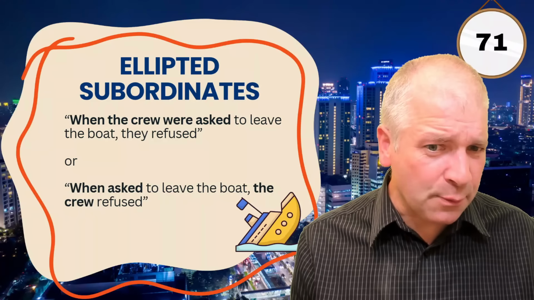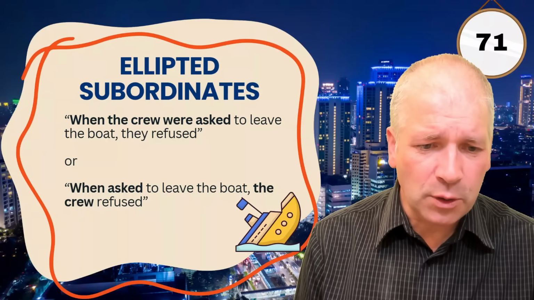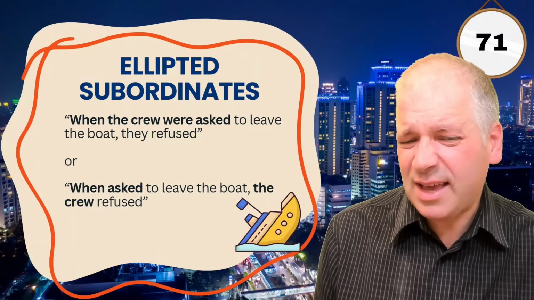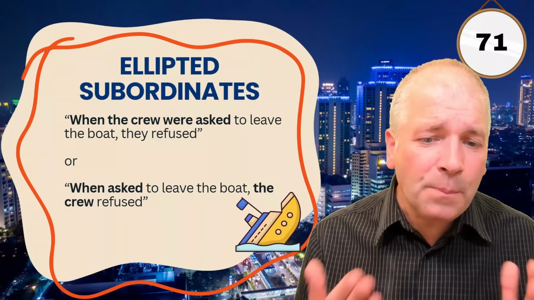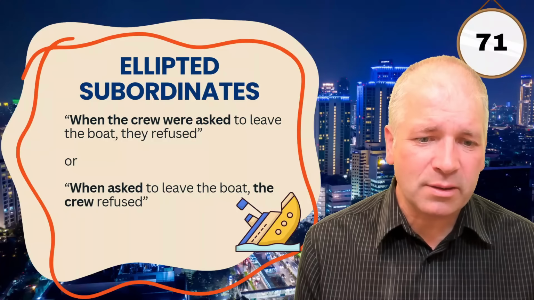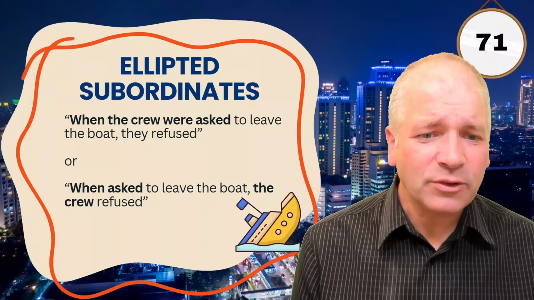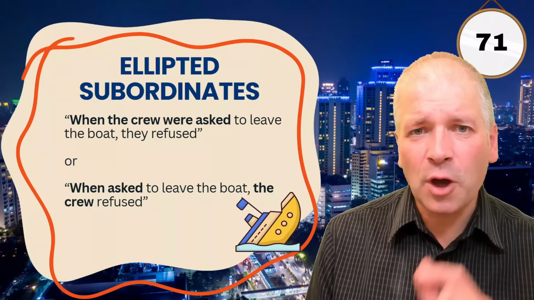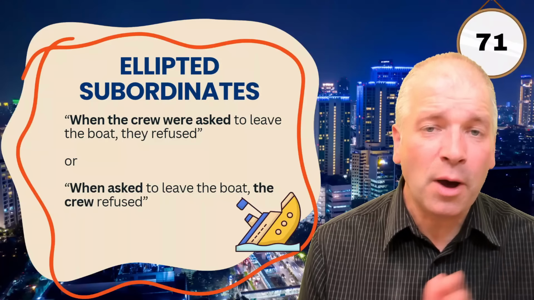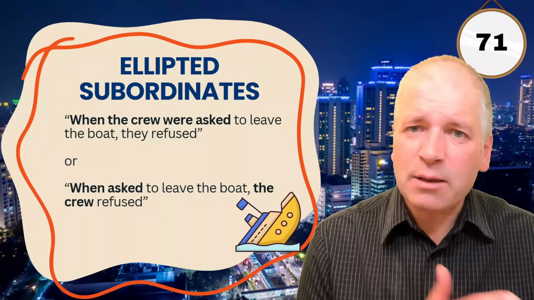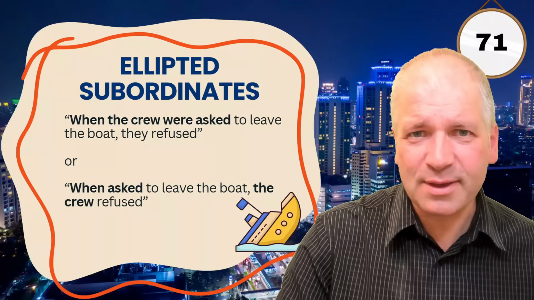Look at the difference in the next one though. When asked to leave the boat, the crew refused. We could even have just said they refused. What's happened here? Well, the subject in both clauses is the same. So we can leave out the subject and the verb to be in the passive form and simply have when followed by the past participle, and it has no meaning change at all because the subject in both parts are the same.